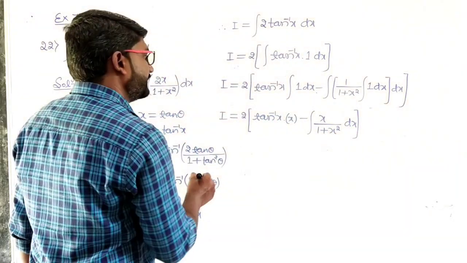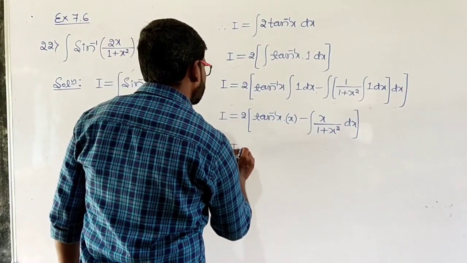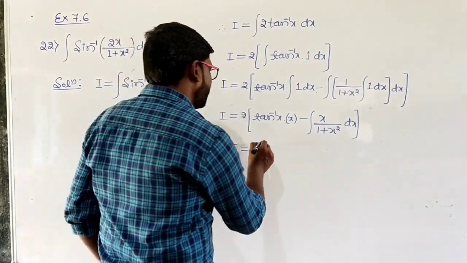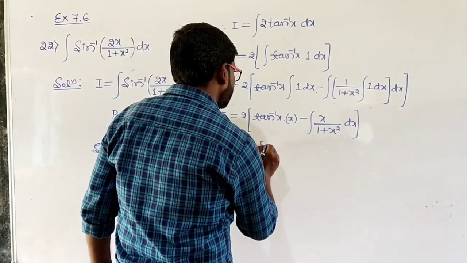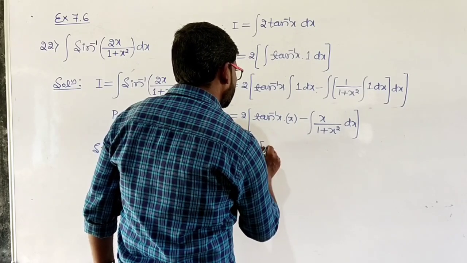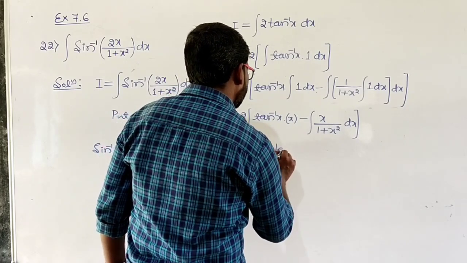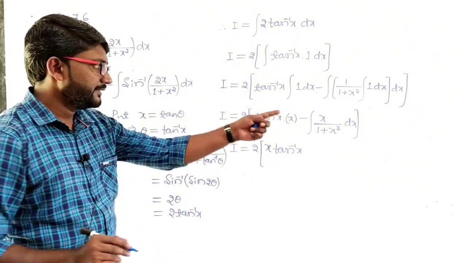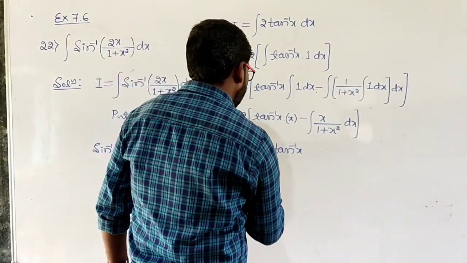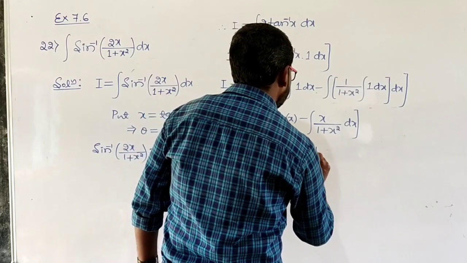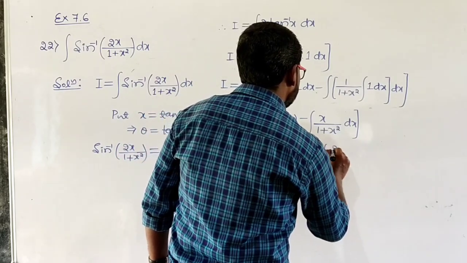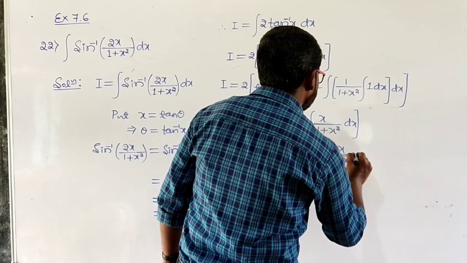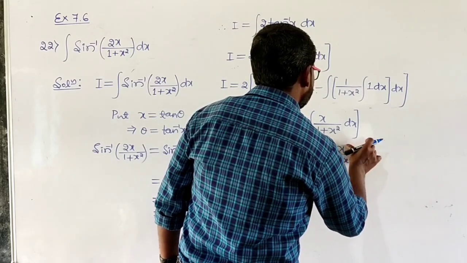So now I is equal to 2 times, I write x in the beginning, inside the bracket. So it is x tan inverse x, and then minus, here I multiply and divide by 2. So it becomes 2x divided by 1 plus x square dx.